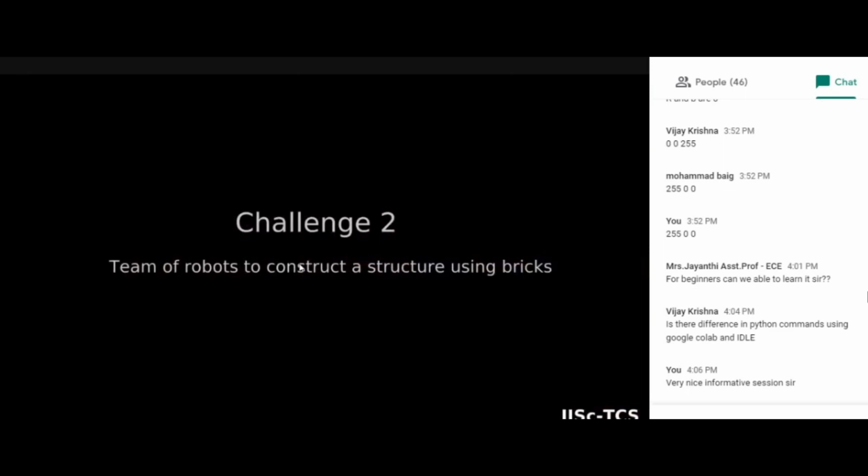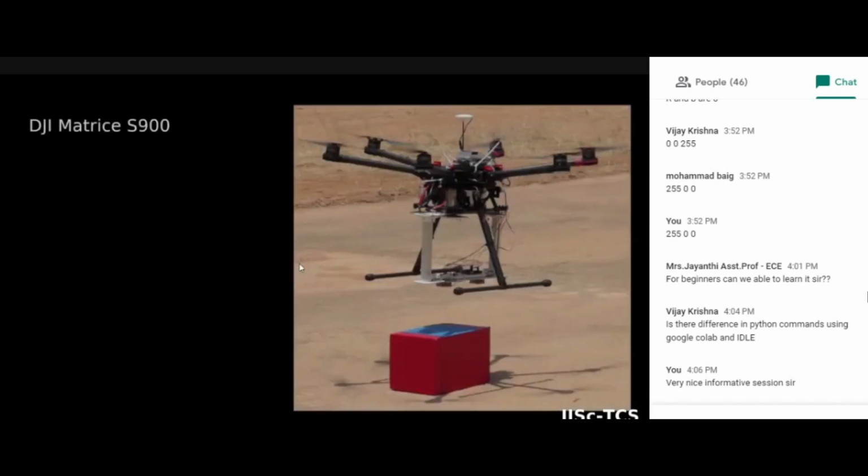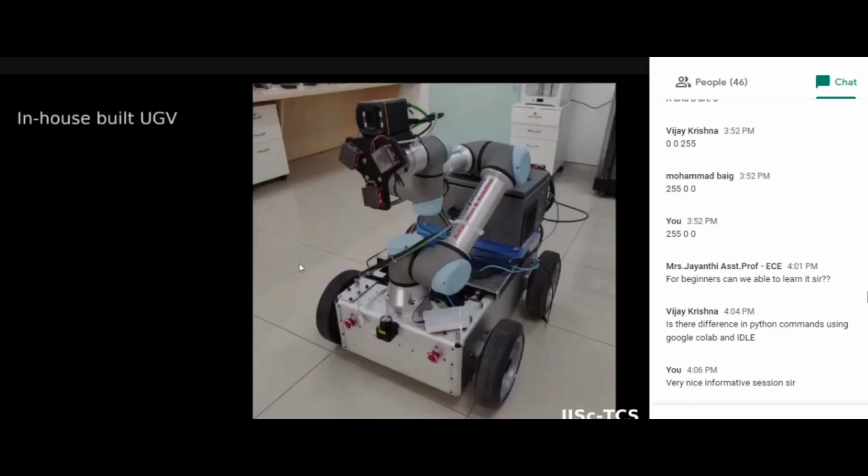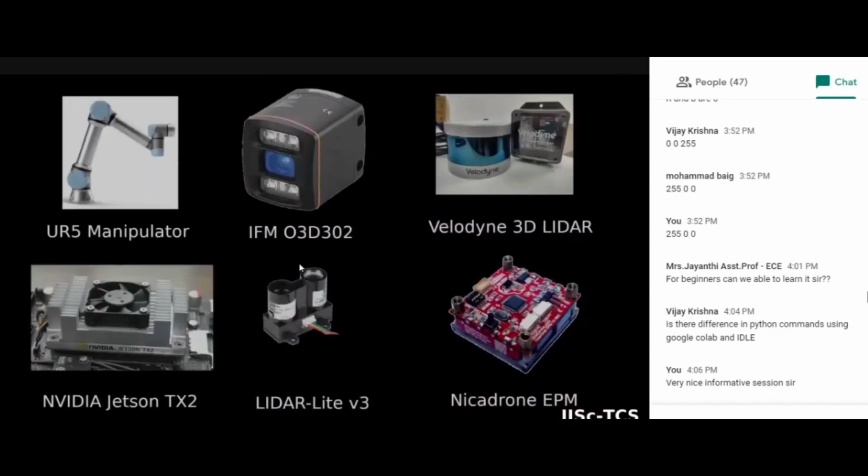Challenge 2 is to build a structure using 3 UAVs and 1 UGV. This requires the vehicles to pick the bricks and place them in a predefined sequence. The hardware used are the DJI S900 UAV and a UGV designed, developed, and manufactured in-house. This uses a UR5 manipulator arm. A host of other sensors are also employed.